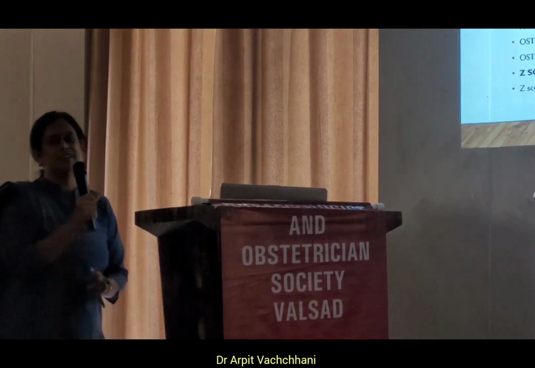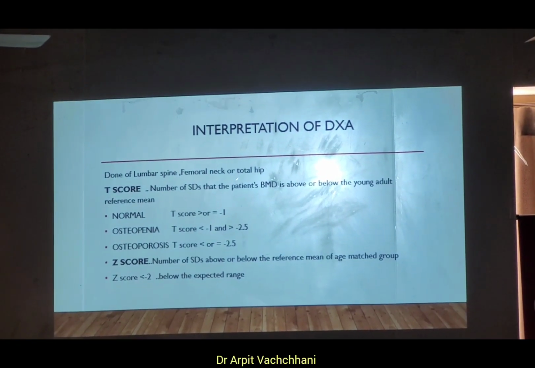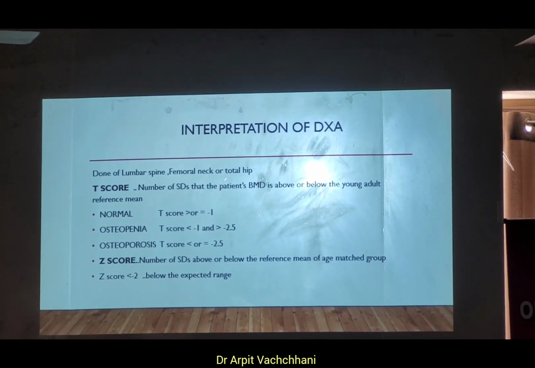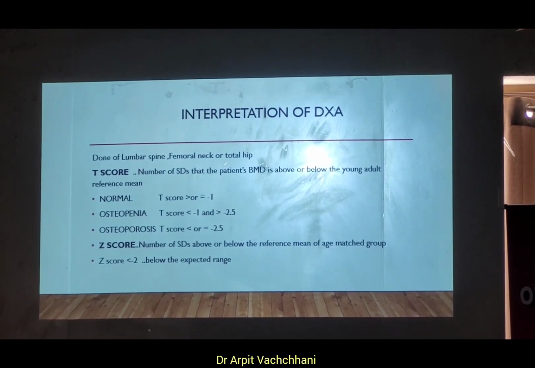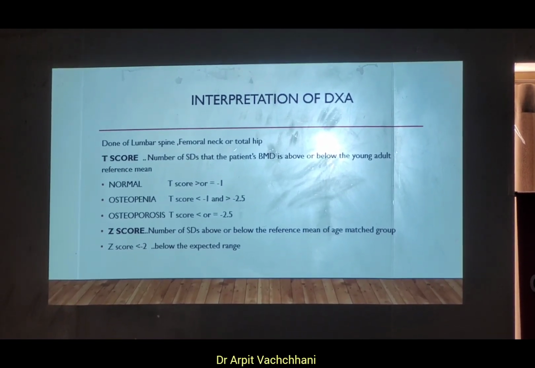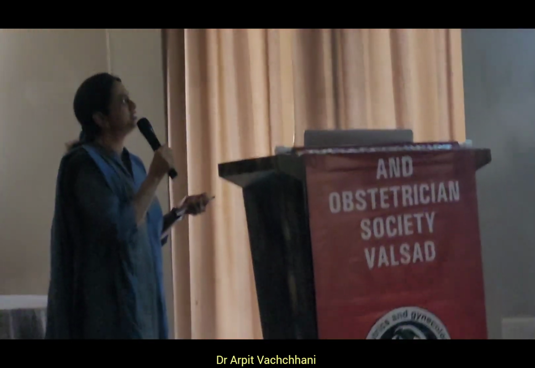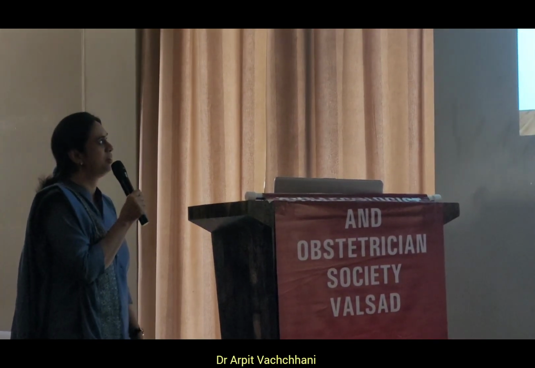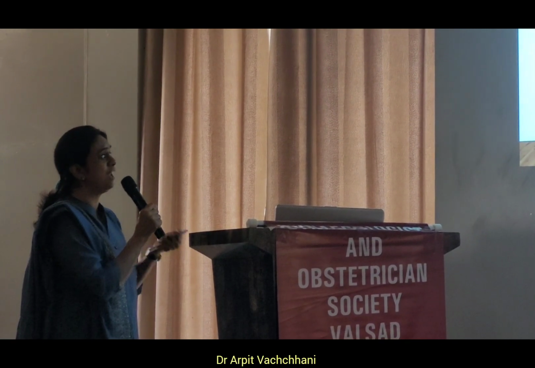So how will you interpret DEXA? We have asked for a DEXA. DEXA scan is usually done of lumbar spine, femoral neck or total hip. Two scores are there, T-score and Z-score. Now T-score is the number of standard deviations that the patient's bone mineral density is above or below the young adult reference mean. The normal T-score should be more than or equal to -1. Osteopenia is when the score is between -1 and -2.5, and osteoporosis when the T-score is less than or equal to -2.5.